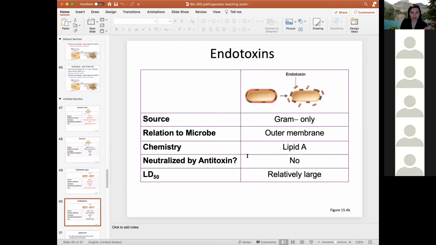Whereas endotoxin, made of lipid, is not antigenic, you don't develop immunity, and you can't make a toxoid against it. It's not neutralized by antitoxins. It's not denatured by heat. So if you have food that is being cooked and there's already endotoxin in it, that's not going to remove the endotoxin, but it would remove the exotoxin, which is a protein that can be denatured. The LD50 is relatively large, which is good news. So even though you can't easily destroy it, you need quite a lot of it to hurt you.